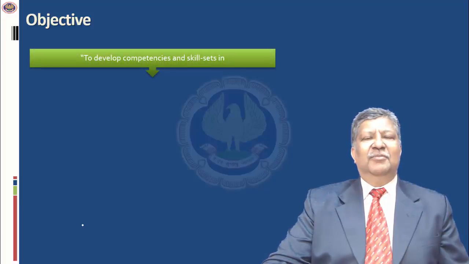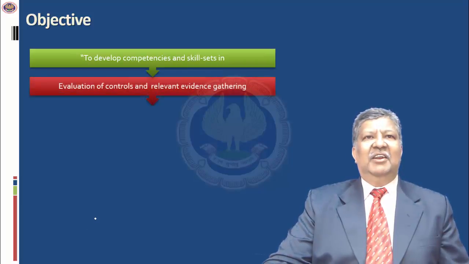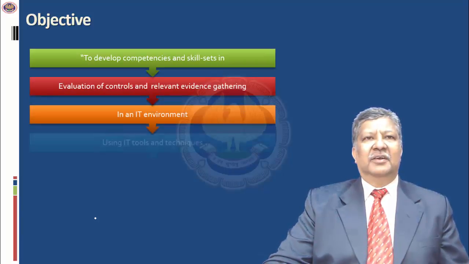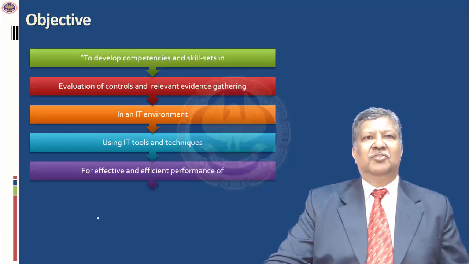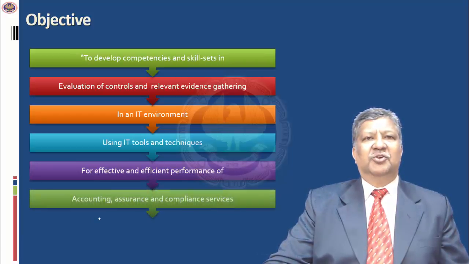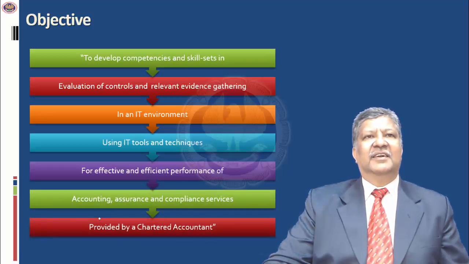This is the underlying theme. The objective of ISCA is to ensure that the students are able to develop the competence in the skill sets in evaluating the controls and also know how to collect the relevant evidence while auditing an IT environment. You also need to know how to use relevant tools and techniques for effective and efficient performance of your duties in the area of accounting or assurance or compliance services, and in your role primarily as a chartered accountant.